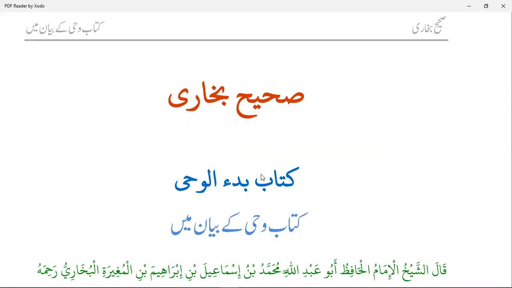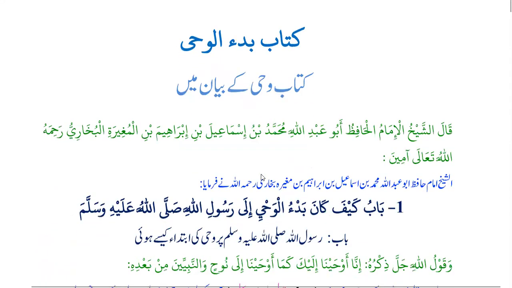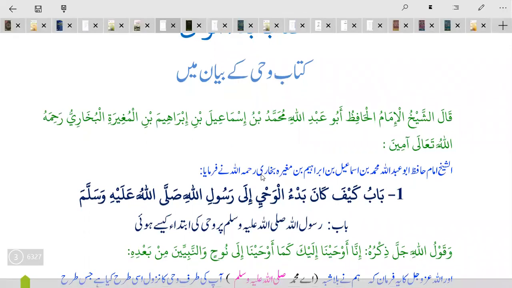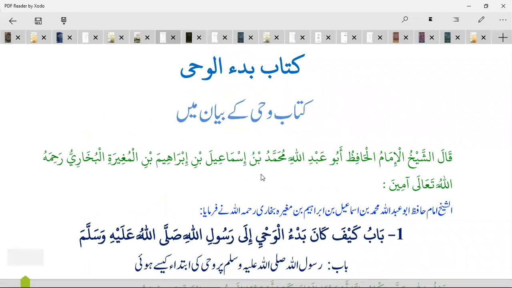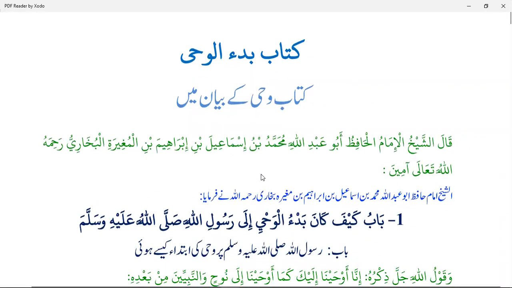So, last time we read Sahih Bukhari and I gave you homework. Today we will repeat this one again. Who wants to read it? Raise your hand.